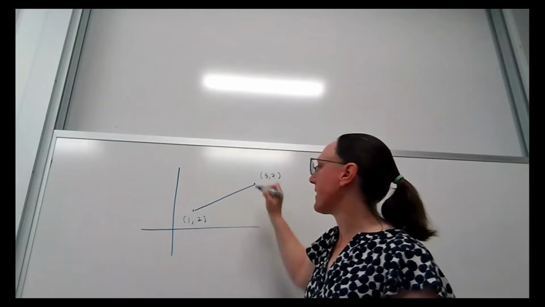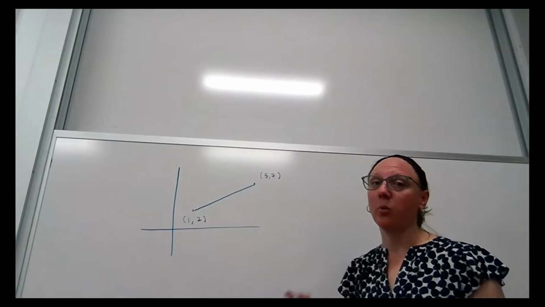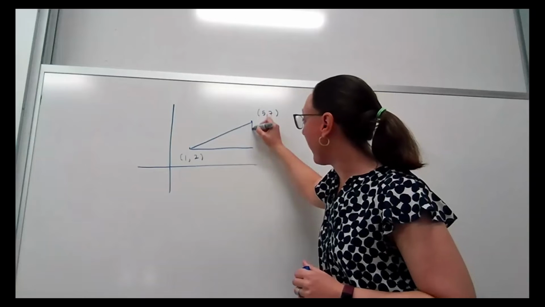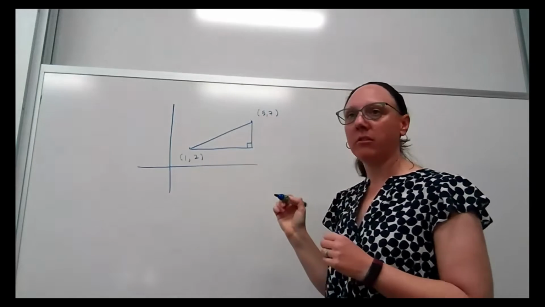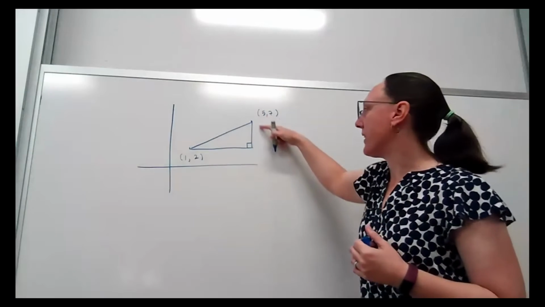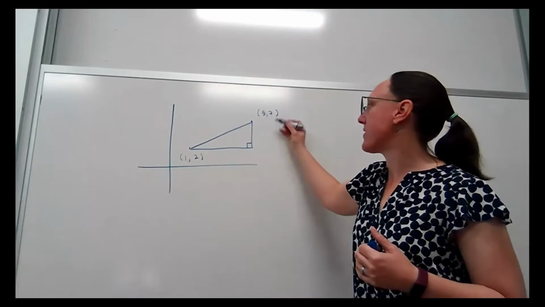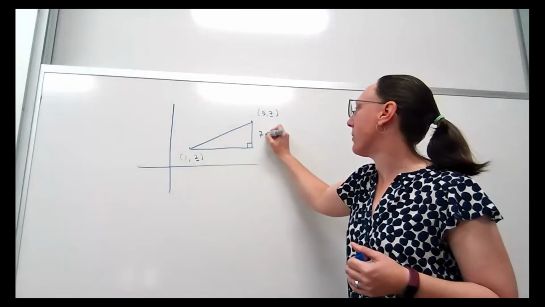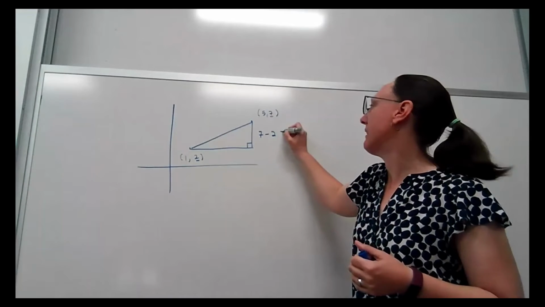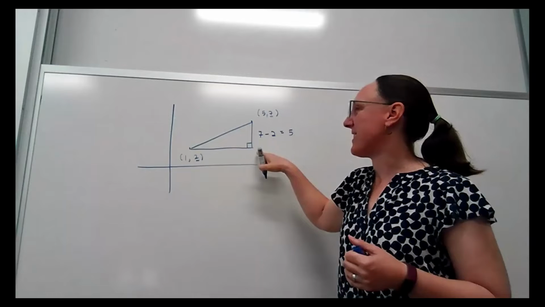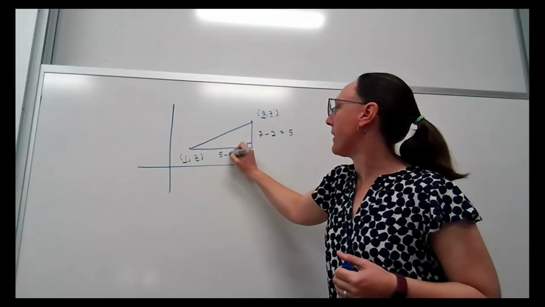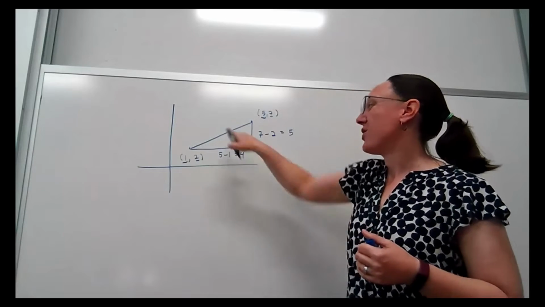And I'm trying to find the distance between those 2 points. One option for how I'm going to find that distance is I can really think about dropping in a triangle. The way that I would find the length of that side is to look at the difference in the 2 y values. So I would have 7 minus 2 on this side. And the way to get the distance on this side is to look at the 2 x values. So I would have 5 minus 1, or 4.